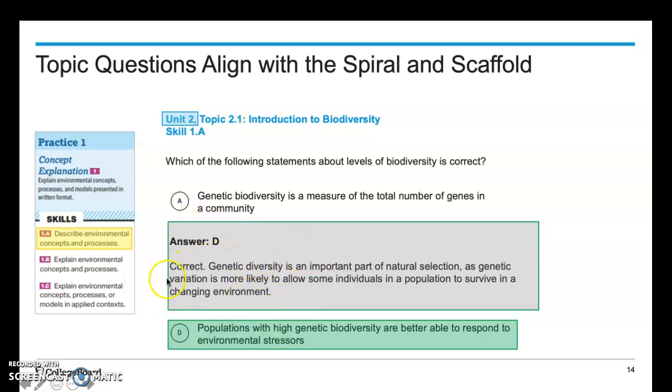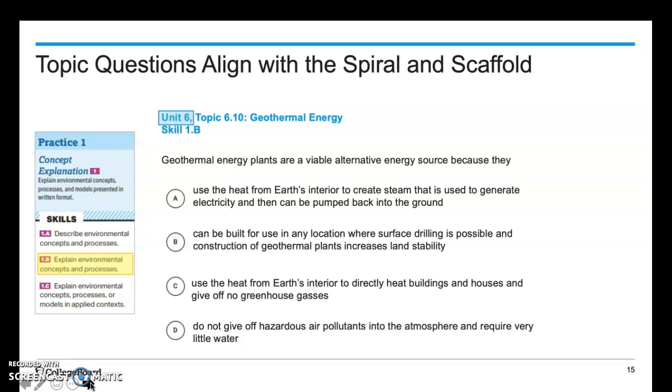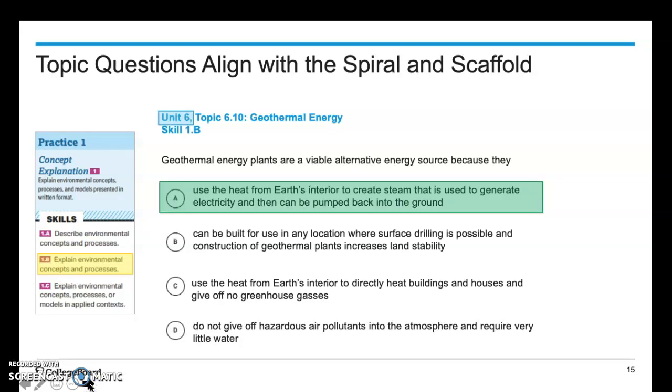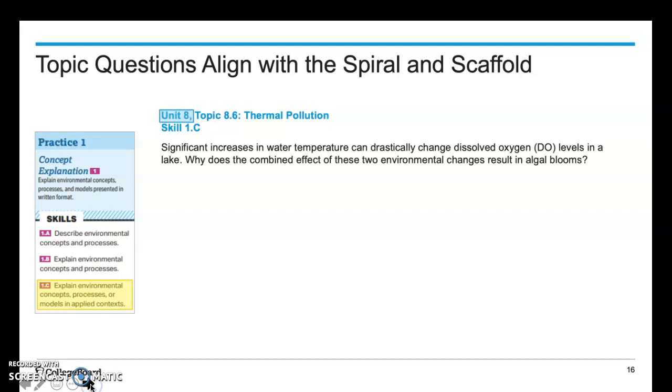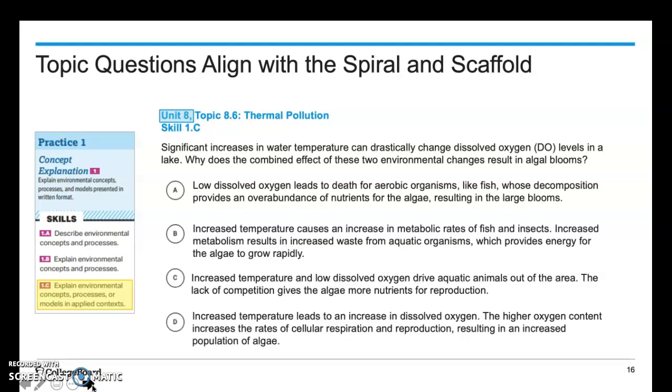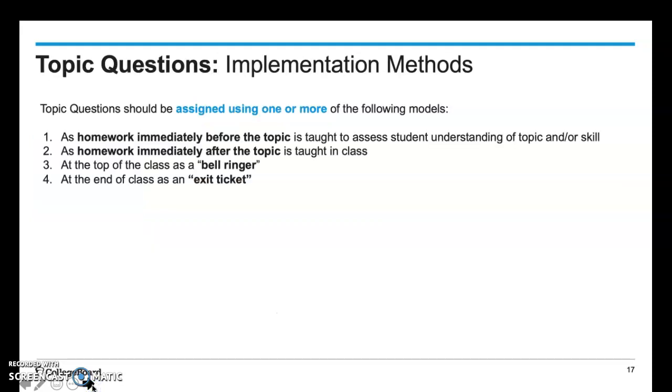And this is something that's really critical and super helpful as students are going through. Well, I see I got it wrong, but I still don't understand why I got it wrong. I can then work up to a higher level skill, explaining environmental concepts and processes. So I'm not just identifying what geothermal energy is, I'm getting a little bit deeper into how that works. And then I can get to that highest level of that scaffold in an applied context. So really valuable information for you to pick and choose some really good questions.